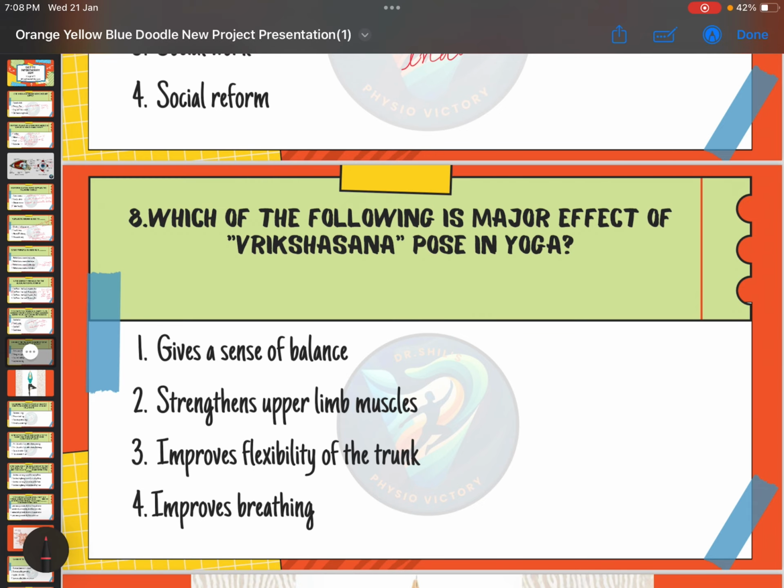Next, come to question number 8. Which of the following is a major effect of Vrikshasana pose in yoga? Option 1 gives a sense of balance. Option 2 strengthens upper limb muscles. Option 3 improves flexibility of the trunk. Option 4 improves breathing. Here the correct answer is option 1 gives a sense of balance.